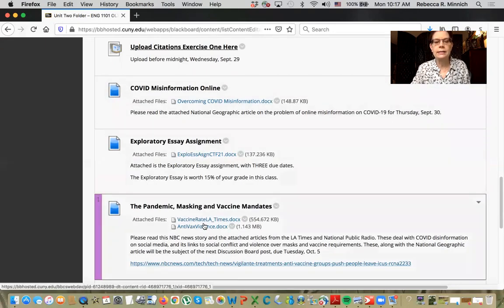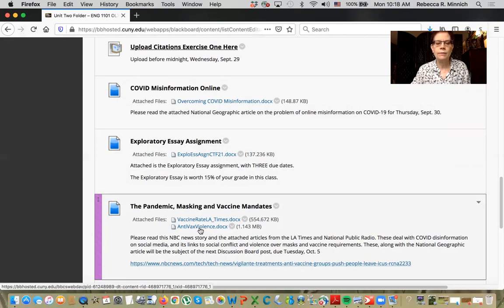Now, the exploratory essay assignment is sitting here. We're going to look at that last, but we're going to go down to pandemic masking and vaccine mandates. These are 3 articles that you need to read for the next discussion board post. The first one is from the Los Angeles Times, and it's about increasing rates of COVID among children and how that has caused the vaccine rate to go up a little bit. But it also goes into the problem of people who are resisting getting vaccinated.